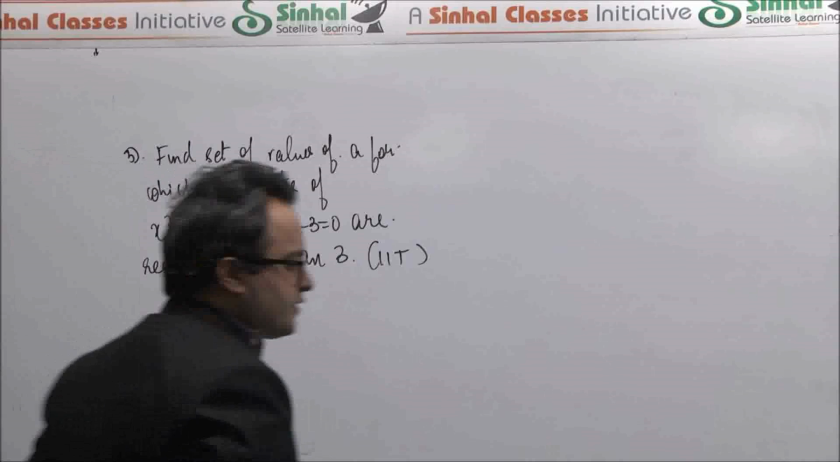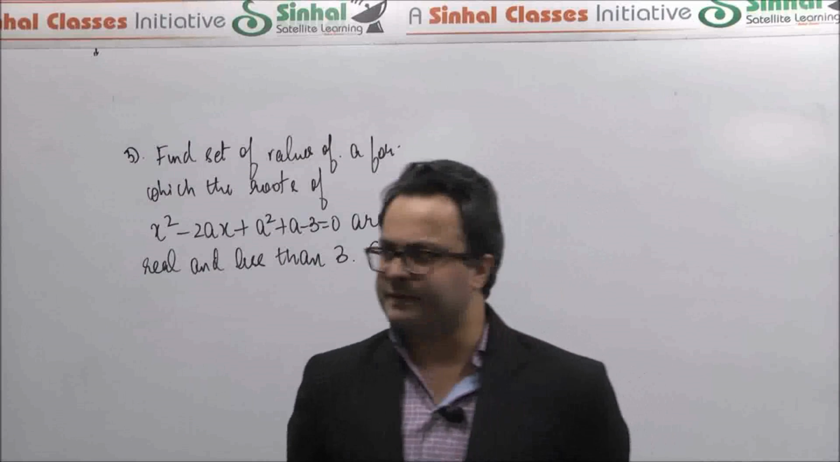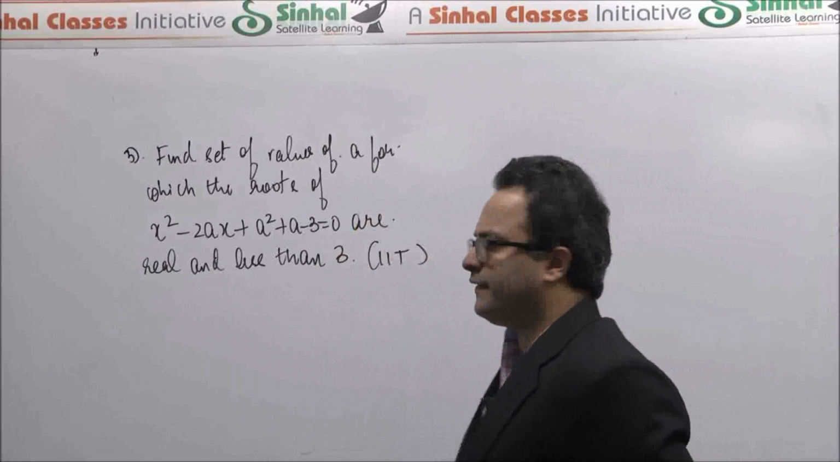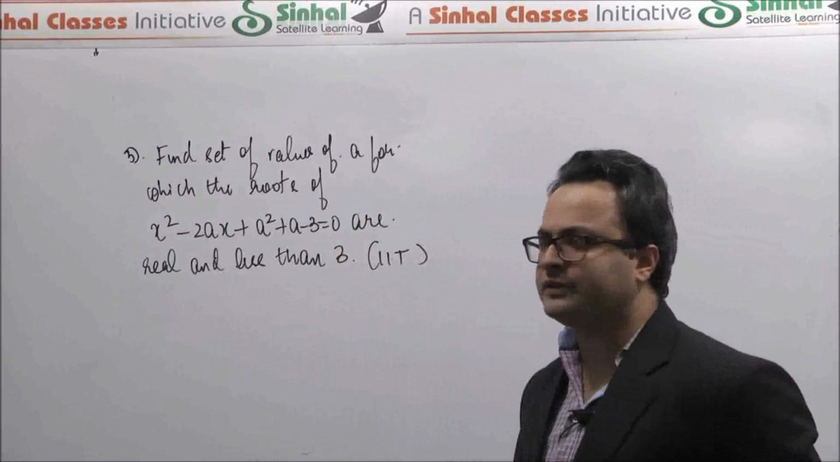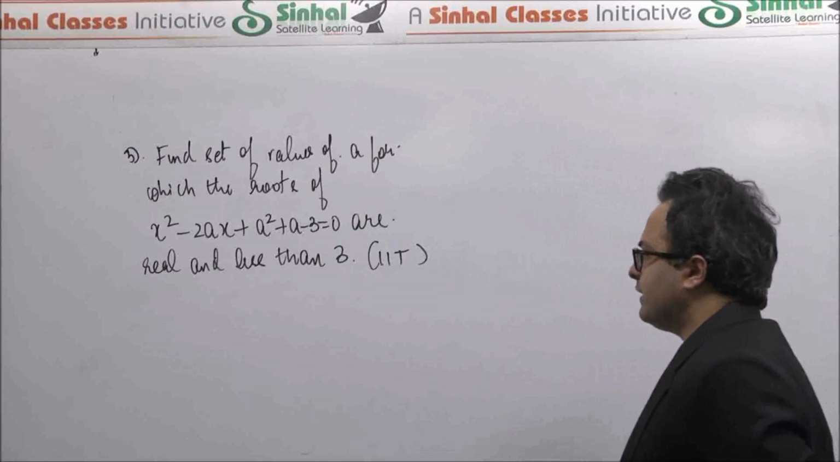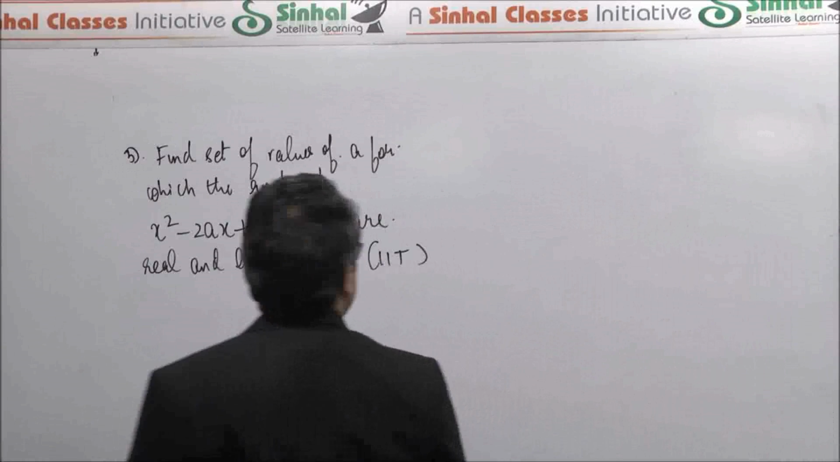Right, so we have this location of roots problem. It's a past JEE problem. Again, it's a pretty straightforward problem in the sense that you just have to apply the three conditions for both roots being real and less than k. So we can follow that approach.